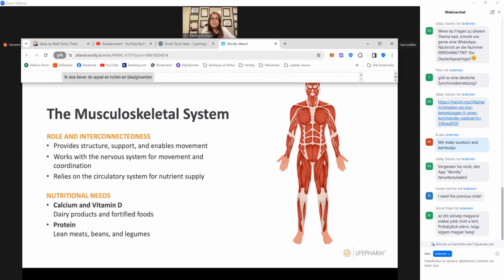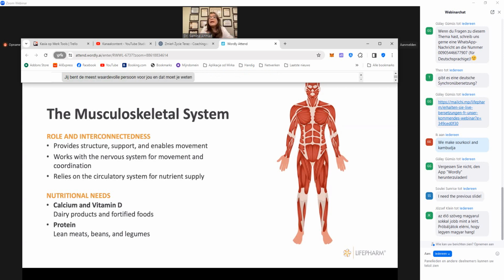And so, of course, protein is so important for your muscle health. So protein is in lean meat and beans and legumes. Please cook beans and legumes. Don't leave them out of your diet just because it takes longer to cook them. Take out time for yourself. You are the most valuable person to you. And you need to know that.